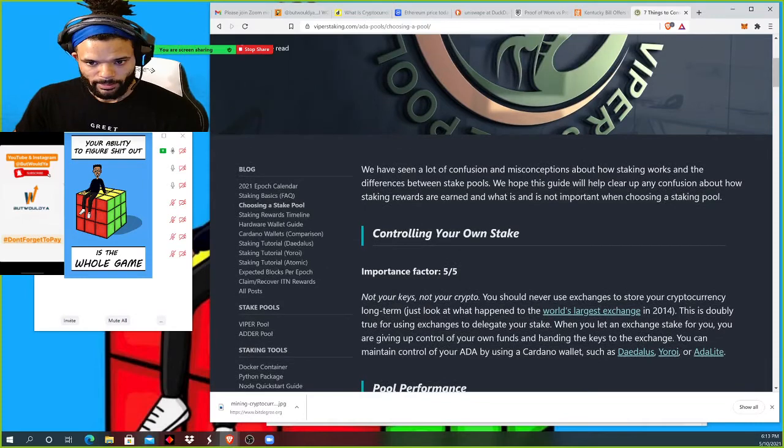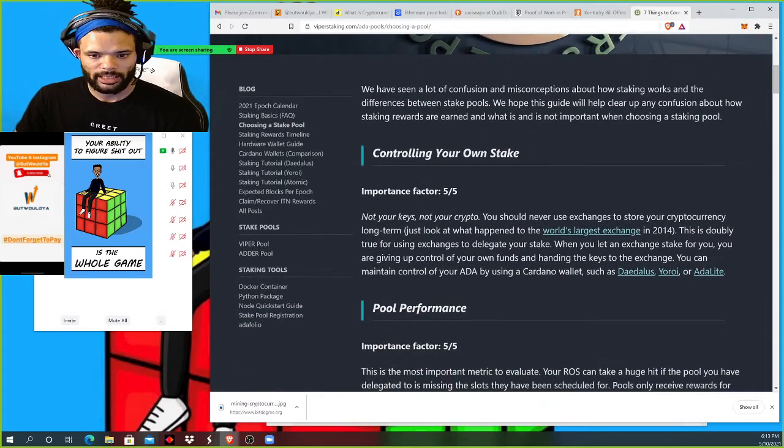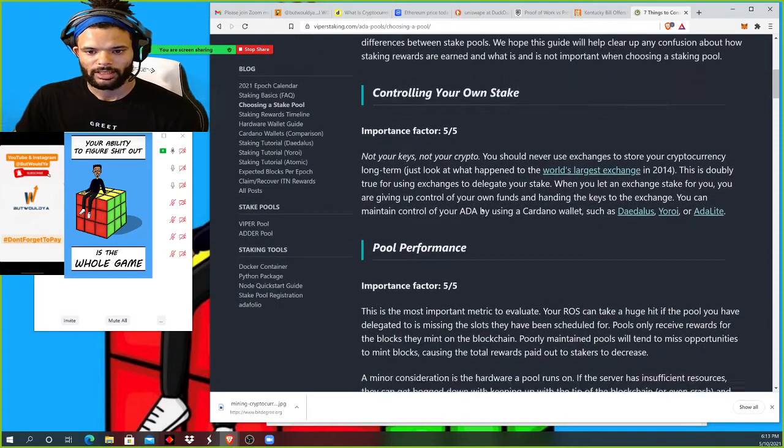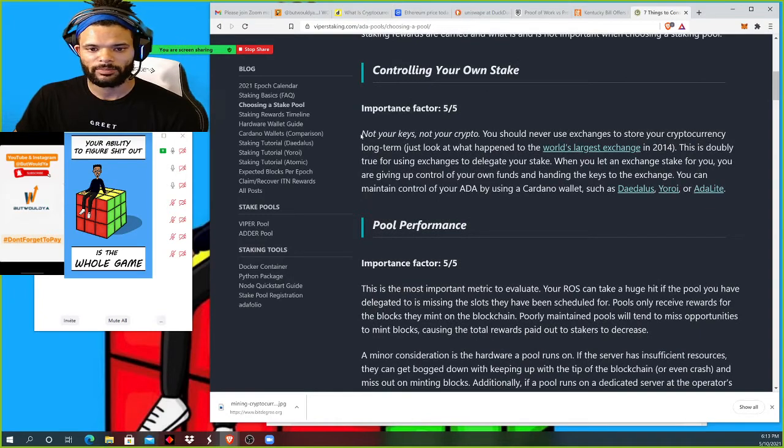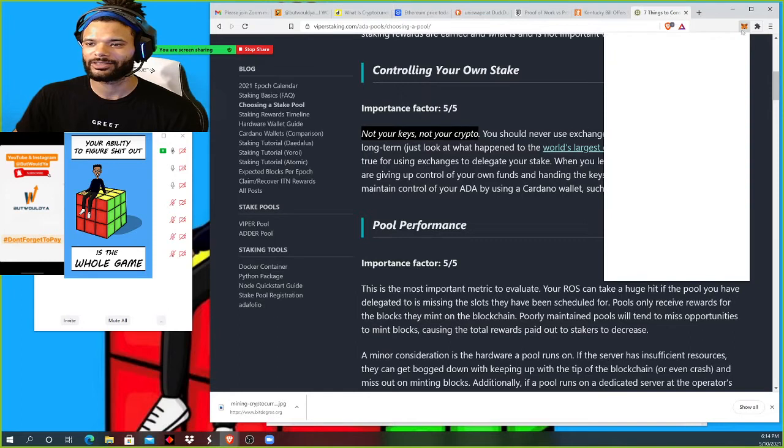So, controlling your own stake, importance factor 5 out of 5. Not your keys, not your crypto. Anybody that buys crypto on Robinhood, this is for you. Not your keys, not your crypto, because this right here is the reason why.